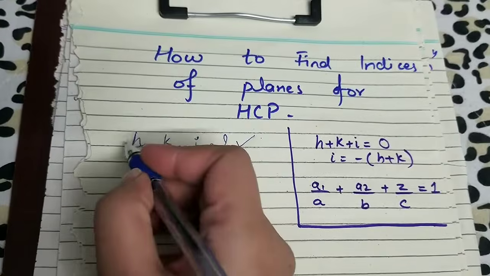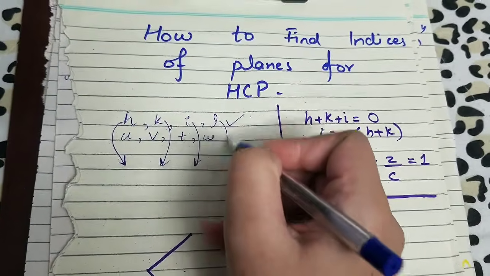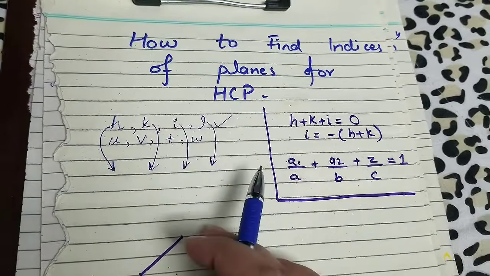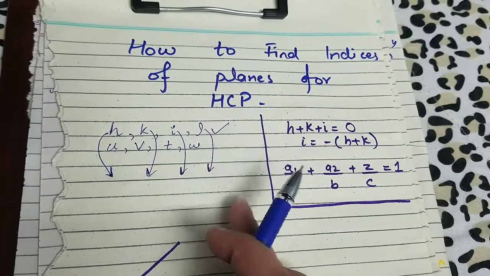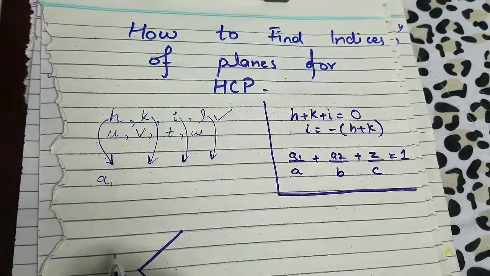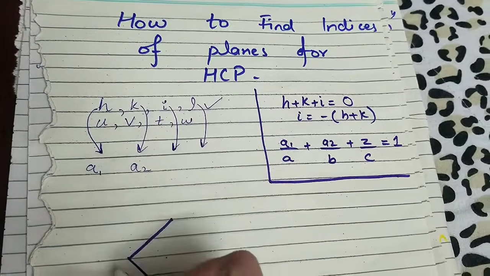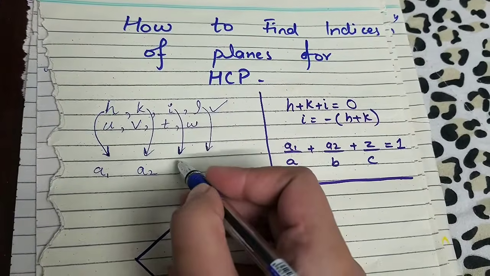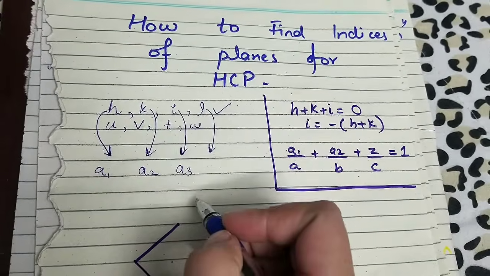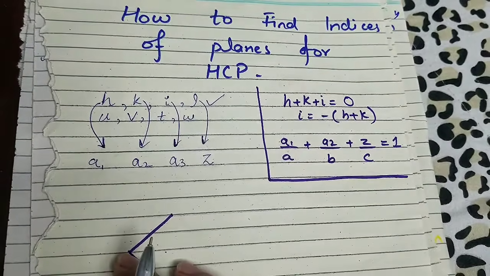Now each index corresponds to a coordinate axis. Each index is obtained from the intercept of a plane with a unique coordinate axis. For example, the H index is obtained from the intercept of the A1 axis with the plane, the K index from the intercept of the A2 axis with the plane, the I index from the intercept of the A3 axis with the plane, and the last index, the L index, is obtained from the intercept of the Z axis with the plane.